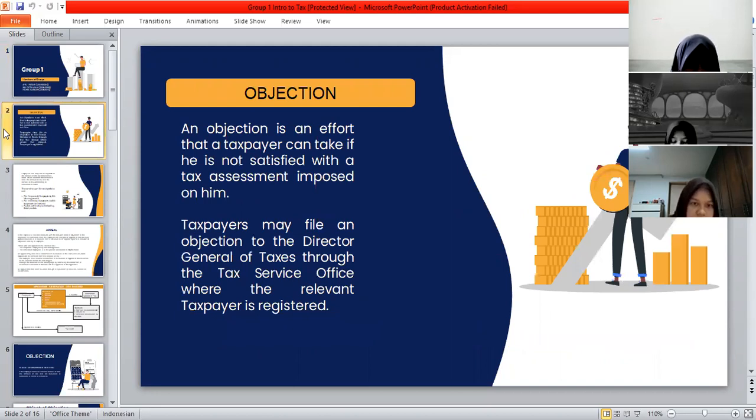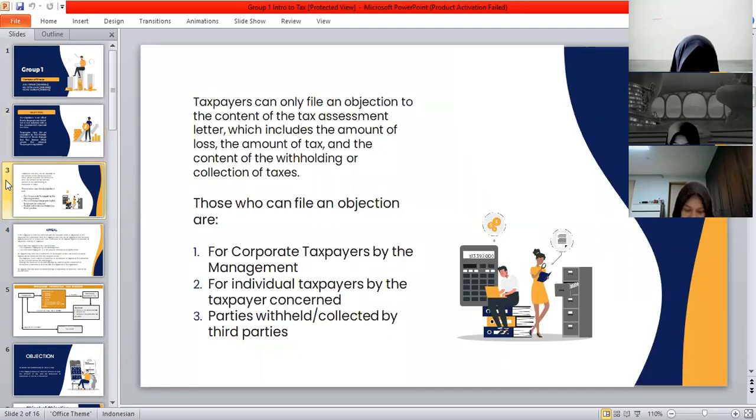An objection is an effort that a taxpayer can take if he is not satisfied with a tax assessment imposed on him. A taxpayer may file an objection to the Director General of Taxes at the Tax Service Office where the relevant taxpayer is registered. Next, Nuha.